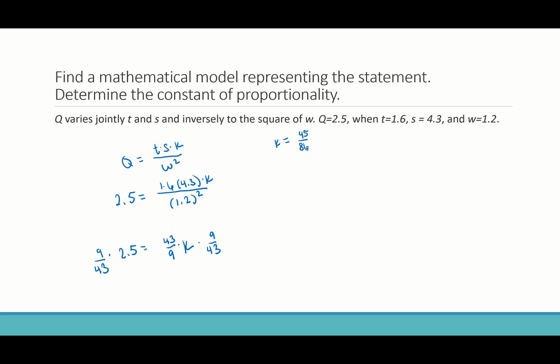Let's put this back into the model. Let's create this model. We're going to say q equals 45 in the numerator, 86 in the denominator, times t times s in the numerator, and a w squared in the denominator for that gorgeous mathematical model. These have been examples of setting up direct, indirect, and joint models given certain information.